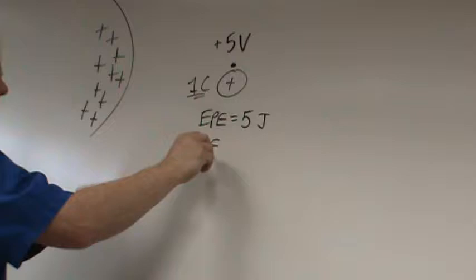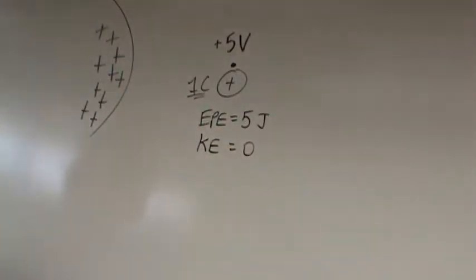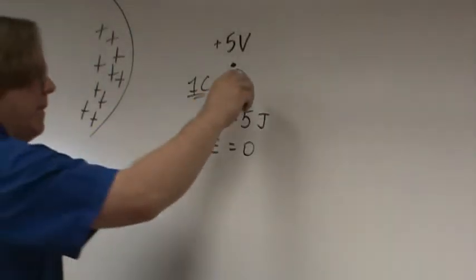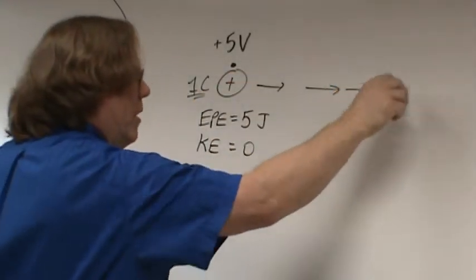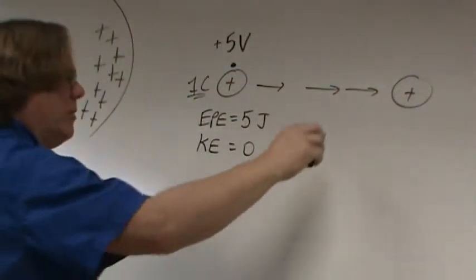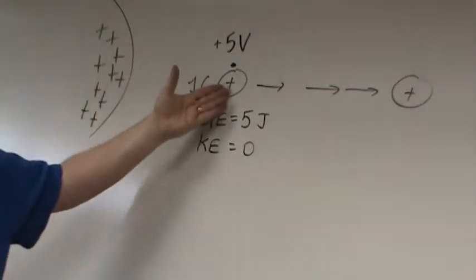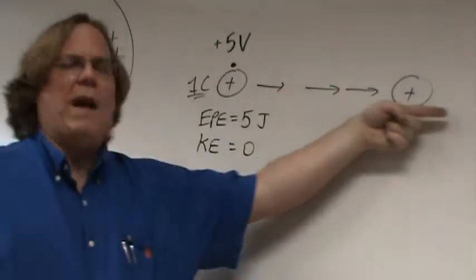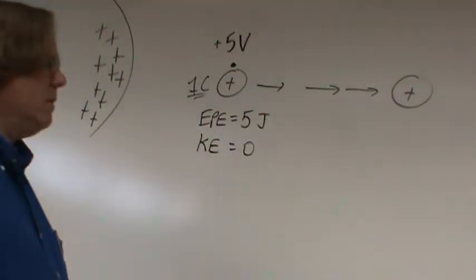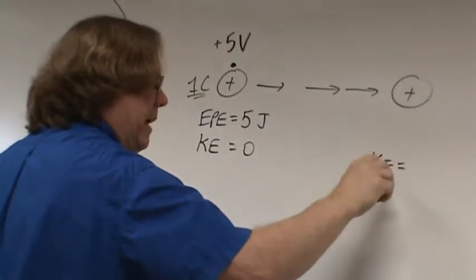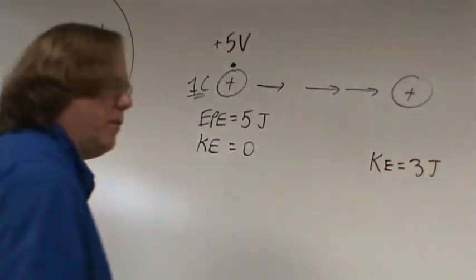And I'm going to say I start them off from rest. So the kinetic energy is 0. I let this charge go. This charge is going to go, until finally the charge is here. And do you see that this guy's pushing on this charge? This charge is going faster and faster and faster. So let's suppose that at this point, this charge has acquired 3 joules of kinetic energy.